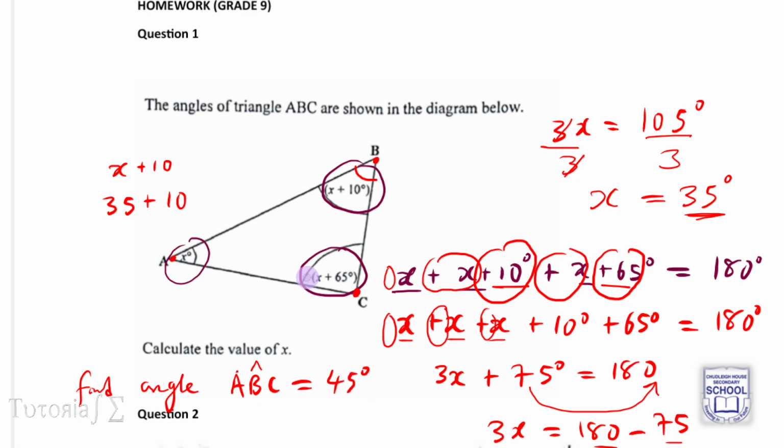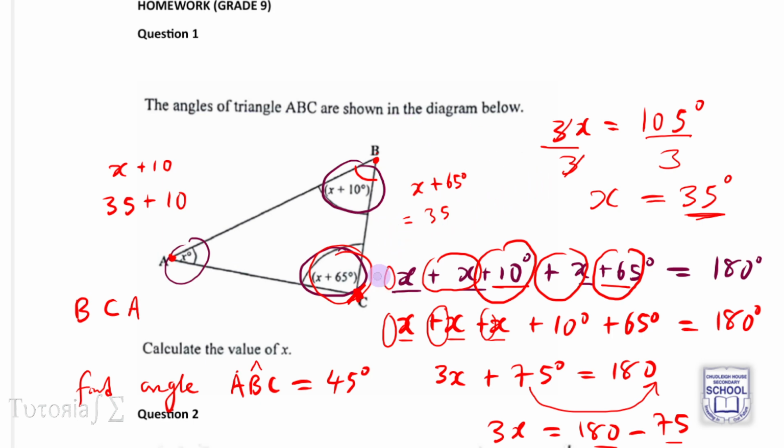Okay. Same applies if you are asked to find angle BCA. Where do you think angle BCA would be? So you start from B, C, A. So C is your turning point. So that is the angle that you're looking at there. So the angle there is X plus 65. Okay. Which would give you 35 plus 65. So you can simplify that and it would give you 100 degrees. So basically, that is what you're supposed to do.